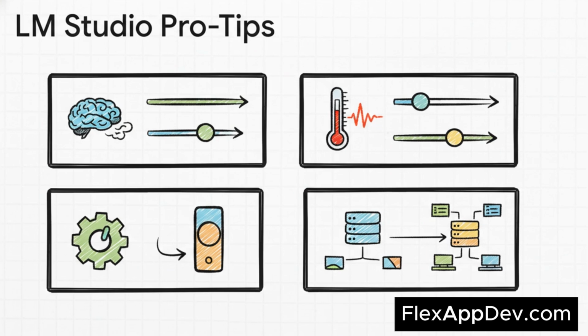And inside a tool like LM Studio, you can dive even deeper. You can manually set the model's context. That's basically how much of the conversation it can remember. You can also adjust its temperature, which lets you decide if you want the AI to be more creative and wild or more factual and consistent. And you can even run a local server to build your own custom apps on top of your AI.